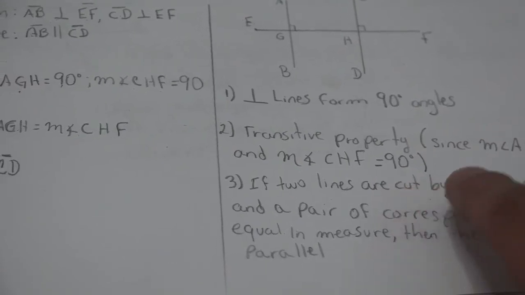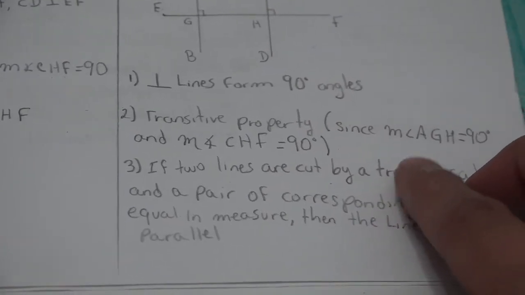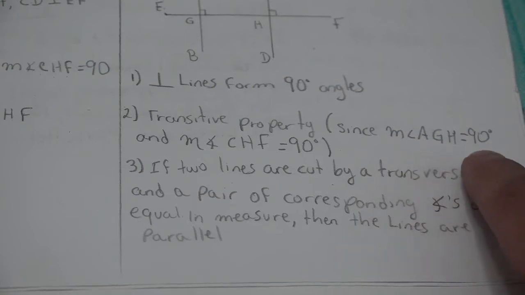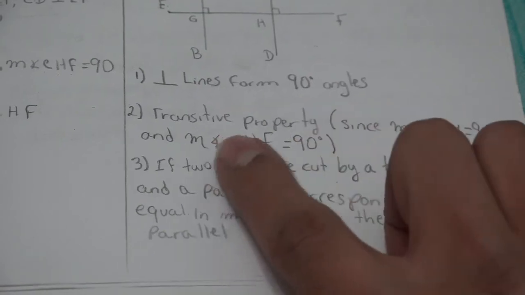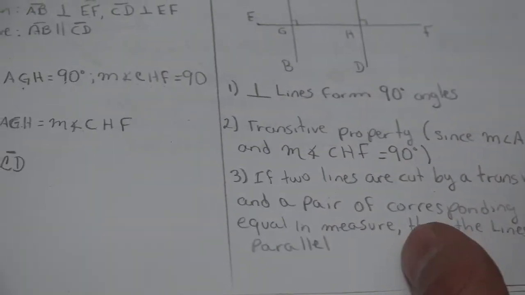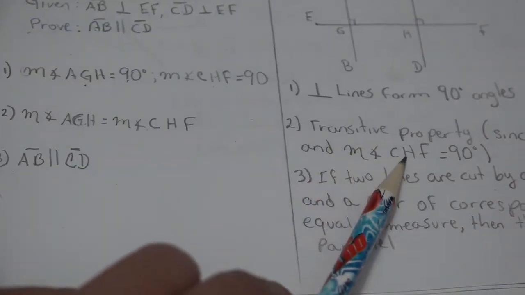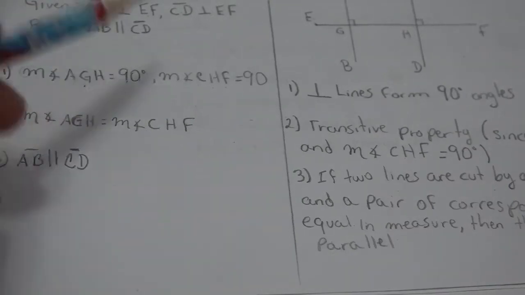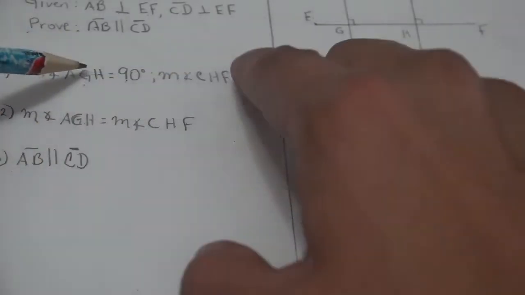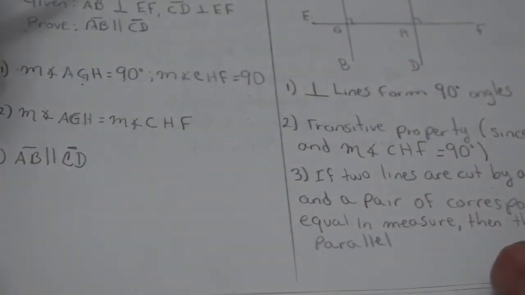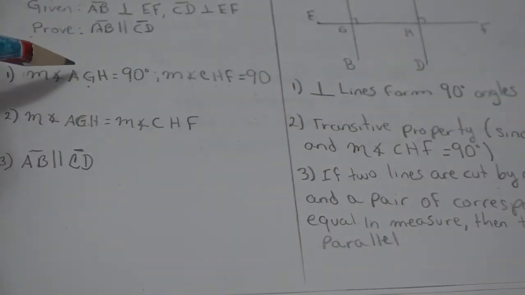It says transitive property of equality. Since measure of AGH is 90 and measure of CHF is 90, then it's transitive property. Also, you could have actually used substitution property of equality, because AGH equals 90 and CHF is equal to 90. You could substitute that 90. Or even so, let's leave it as substitution. So now we use the transitive property.